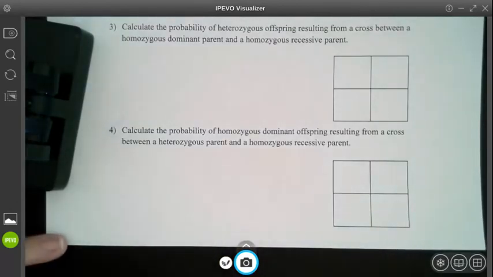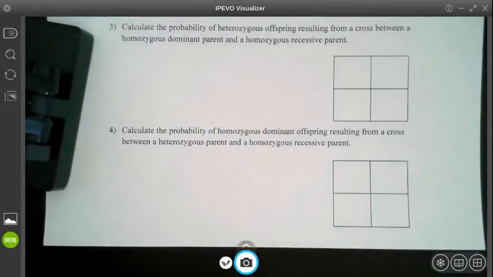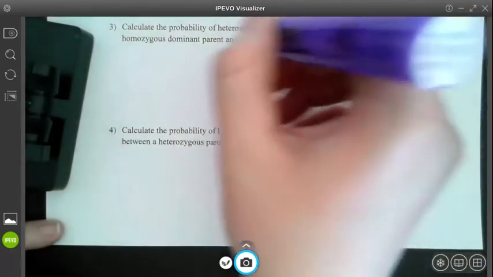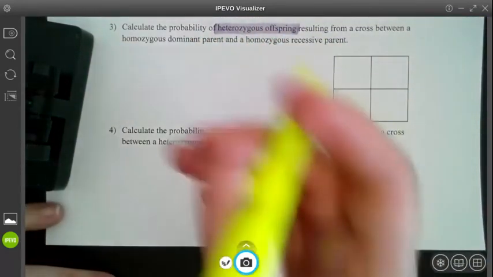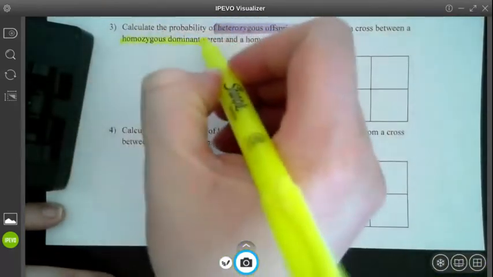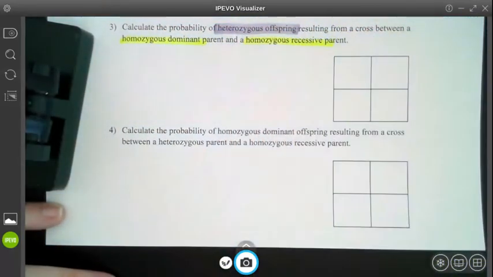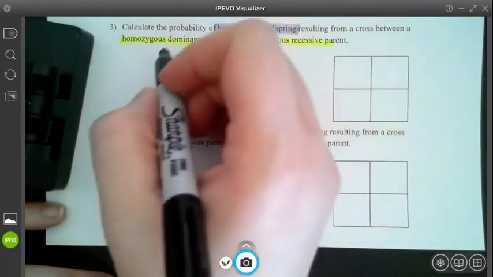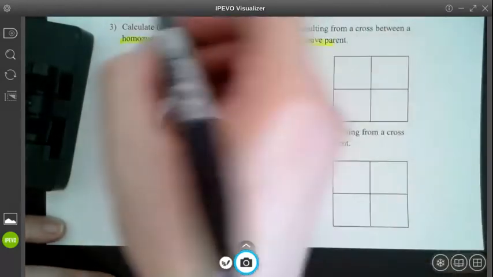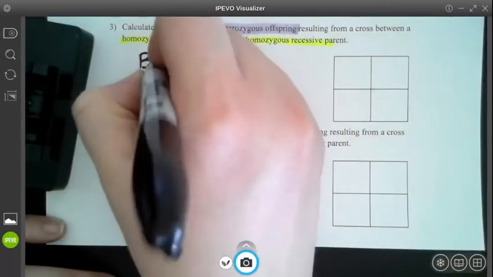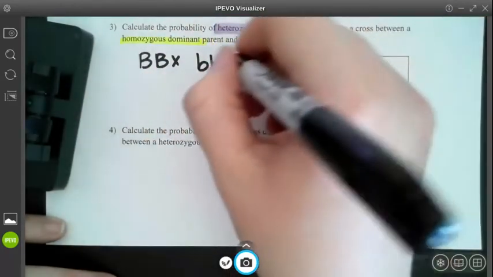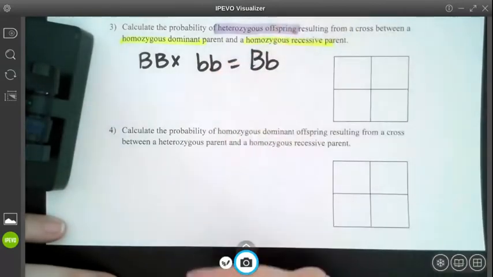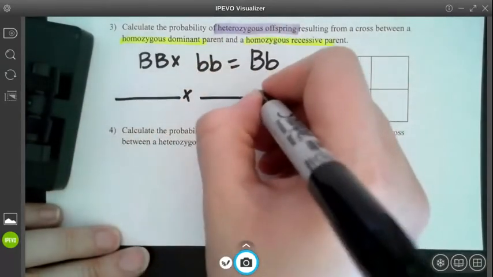We're going to calculate the probability of a heterozygous offspring resulting from a cross between a homozygous dominant and a homozygous recessive parent. Write out our problem. Homodominant, big B, times homorecessive, little b, and we want a heterozygote, big B, little b. I'm going to do our math here.